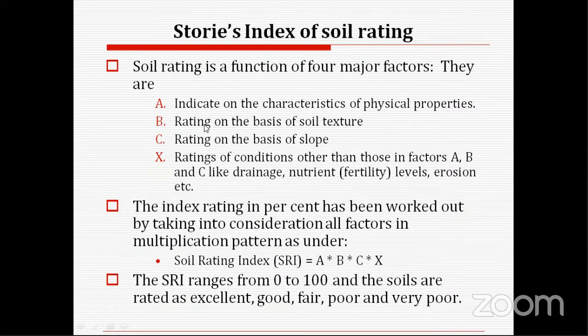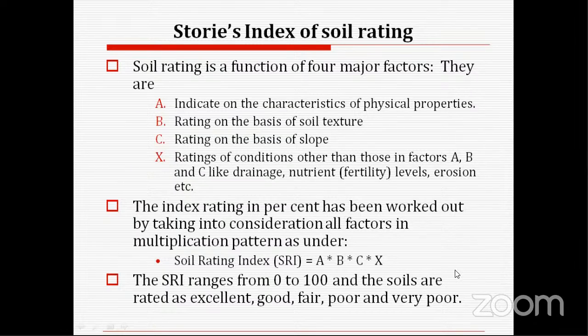So students, Storie, by doing all the analysis in laboratory, everything, by doing survey, all type of survey, everything. Finally, we will get one index, that is called the soil rating index, SRI. That is nothing but multiplication of all this, A into B into C into X. So you will get one thing. So based on this, SRI has given range. The Storie has given range called 0 to 100, and those soils are completely divided into how many types? Excellent, good, fair, poor, very poor. So these are the things.